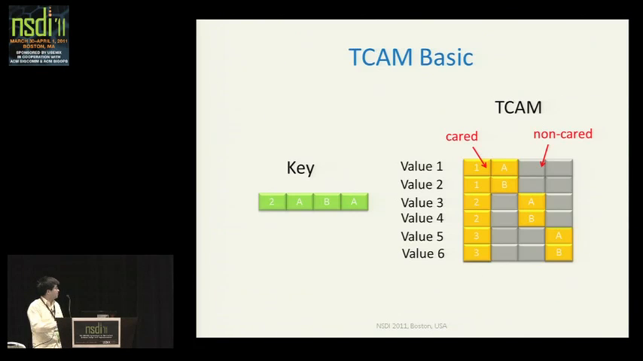So next, I will further describe how we leverage the TCAM for source routing-based forwarding. For those who may not be familiar with the TCAM, here are some basics. Basically, the TCAM compares a key with a set of values simultaneously. For each value, there are two parts, the cared parts and the non-cared parts. The TCAM table will only compare the cared parts with a key. For example, for this TCAM, they will compare the first field and the third field. Moreover, for each of these values, they can set the cared parts and the non-cared parts independently.